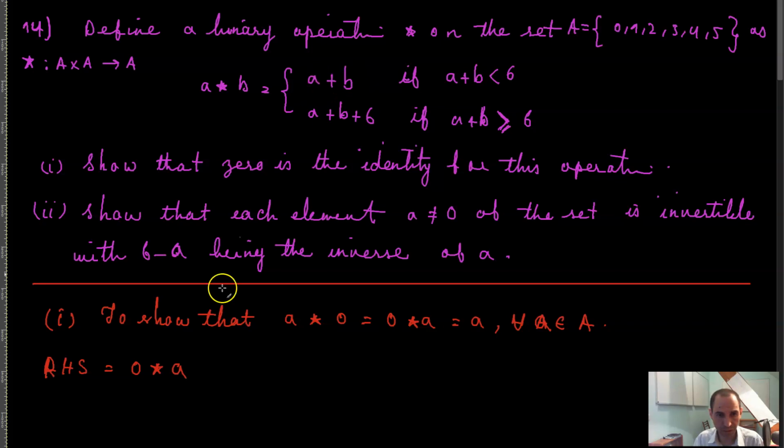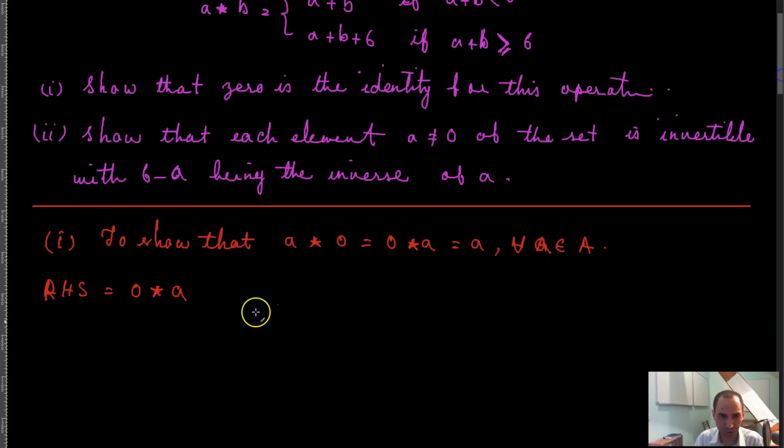I can write it as 0 plus A if 0 plus A is less than 6, and I can write it as 0 plus A plus 6 if 0 plus A is greater than or equal to 6, right? So what that means is that I have to consider this condition for both of these cases, and then evaluate the right hand side of this equation for both of these cases, meaning that now we have two cases over here.